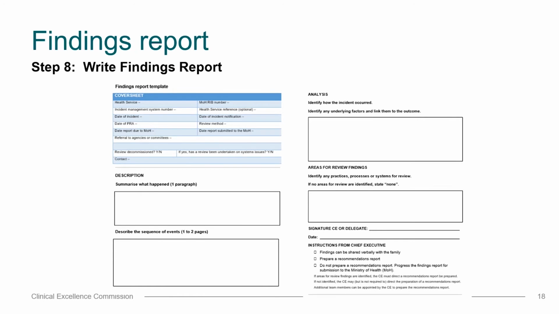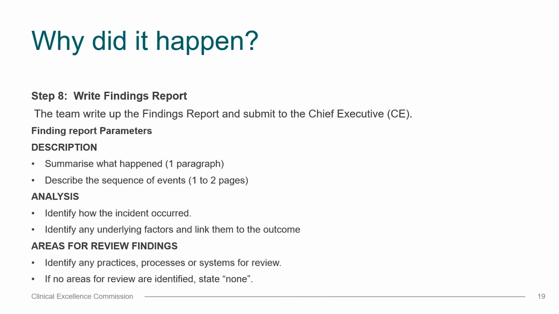The team go on to write the findings report. So let's have a look at what this includes. The findings report provides a description of the incident, including a sequence of events. The team identify how the incident occurred and list any underlying factors linking them to outcome. And the team also identify the areas for review.